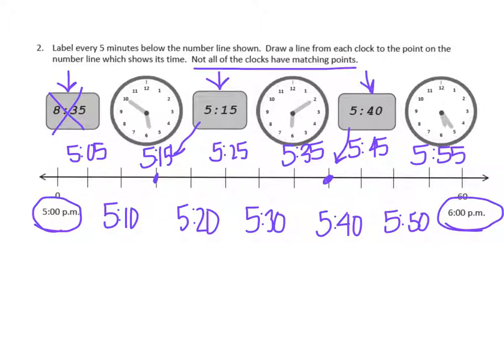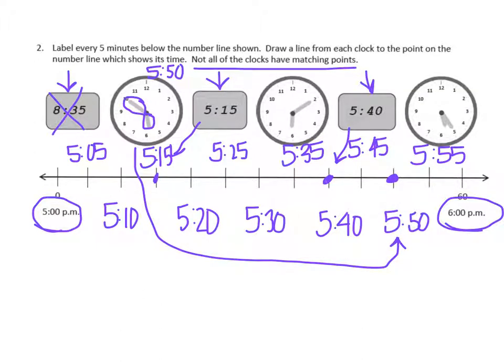Now let's look at the analog clock. I see that the hour hand is in between the 5 and the 6. It's not quite at 6 yet, so that means it is 5. And then the minute hand is pointing to the 10, which means it is 5:50. So on my number line, I'm going to plot the point here and then draw a line to match.